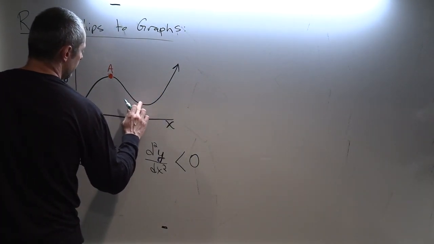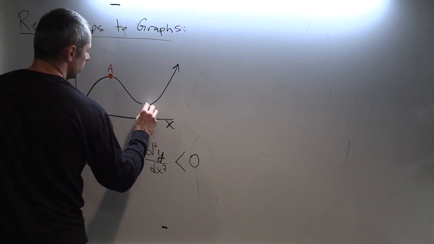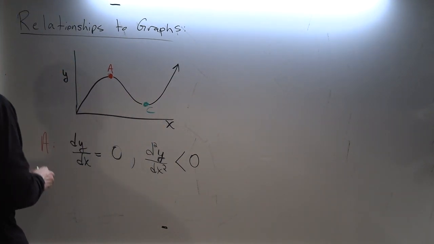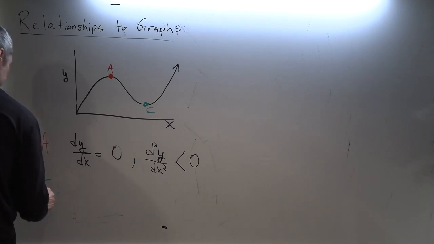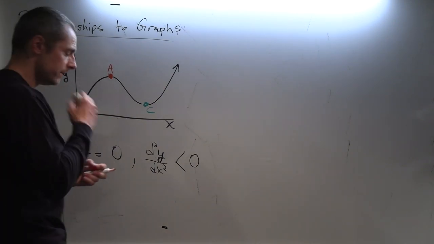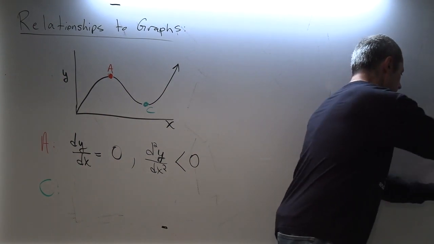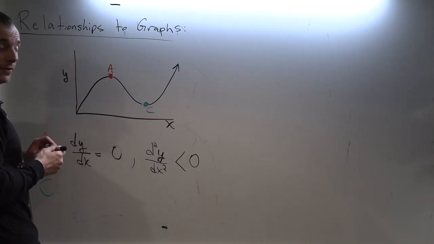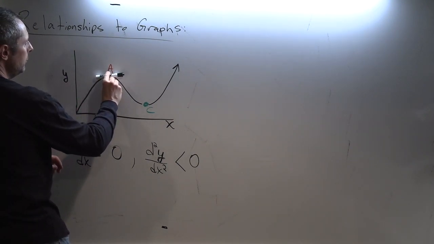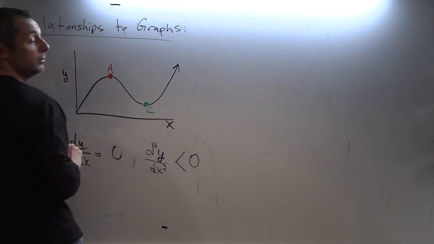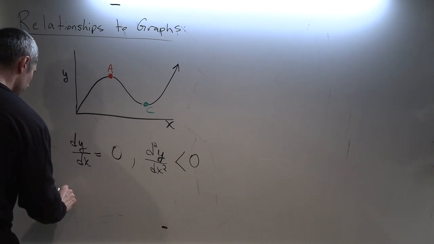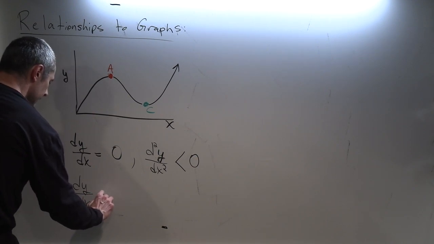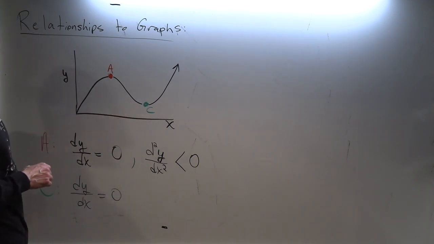Let's take another point here. Maybe I'll do here. Let's call this C, and I'm going to put B in the middle there. So at C, here as well, the derivative is 0 because the derivative is the slope. So here the slope is 0. Here the slope is 0 also. So we can say that the derivative or the slope of the graph is 0 at the minimum as well.